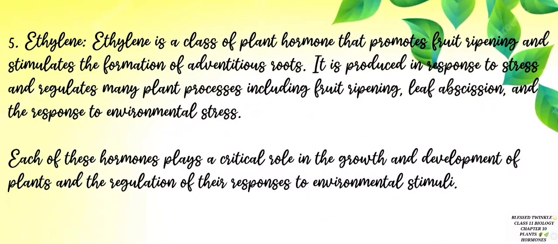Ethylene is a class of the plant hormone that promotes fruit ripening and stimulates the formation of adventitious roots. It is involved in the ripening of the fruit. We can say the most important role is of the ethene gas in this. We can say it affects the permeability of the cell membrane, which allows the enzymes responsible for destroying chloroplasts, with the result that the red and yellow colors are unmasked and fruit assumes ripened color.